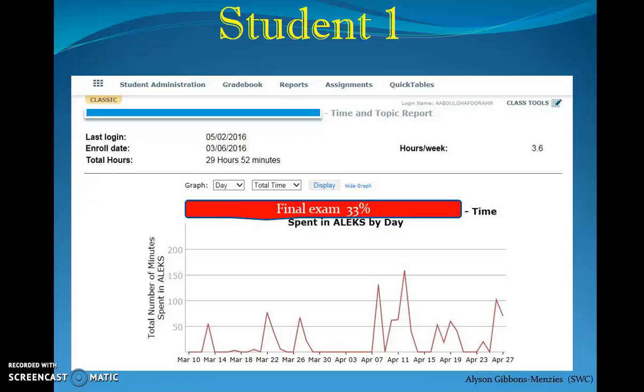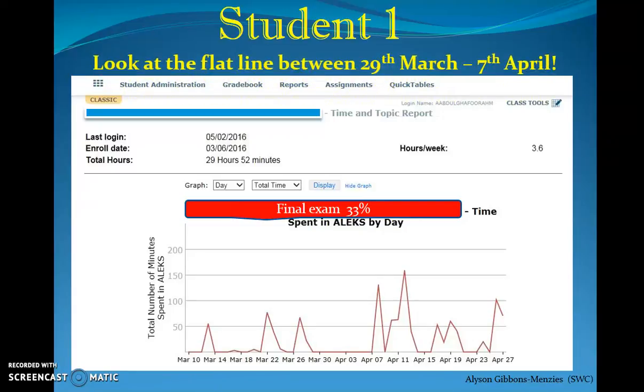The graph shows the number of hours that student 1 spent in Aleks over 8 weeks. Take a look at the flat line between the 29th of March and the 7th of April. This was a holiday, and the students did no work at all.